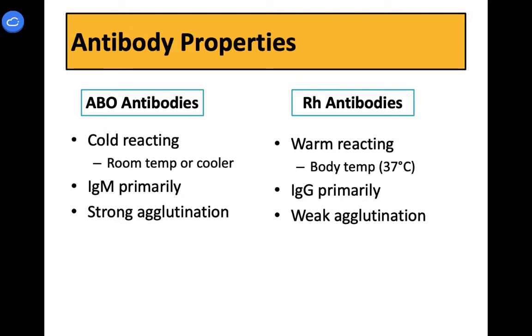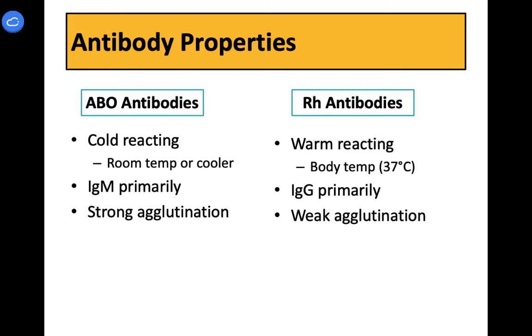Also, when you compare the antibodies for the ABO group and the RH groups, the ABO groups are big. They're cold reacting, so we do our tests at room temperature. They are made of a structure called IgM, which is a particular class of antibody, and they are big binders. They clump real big. Strong agglutination.